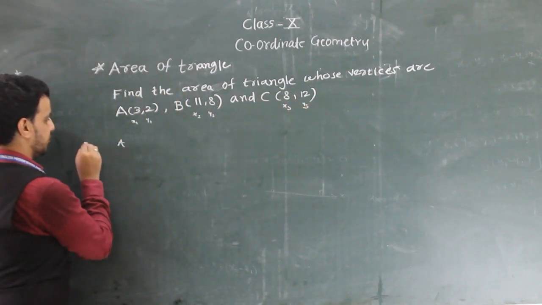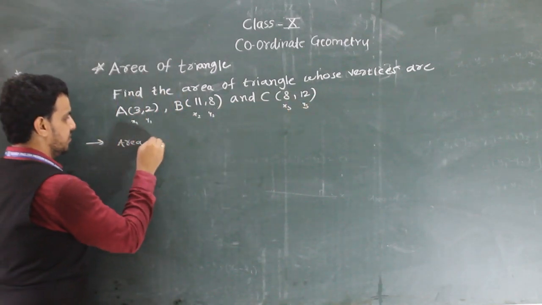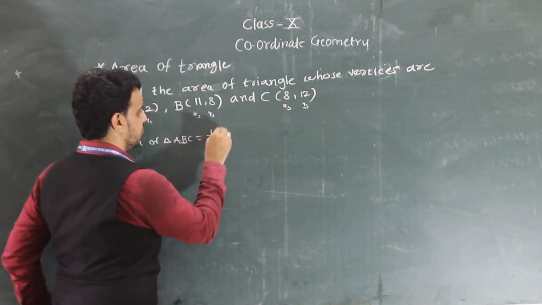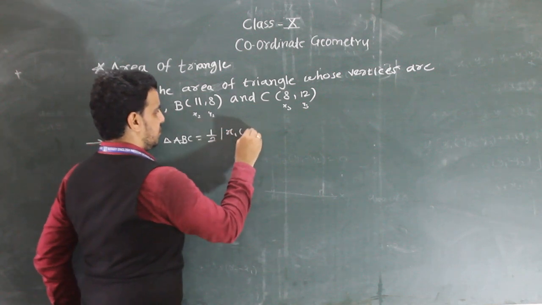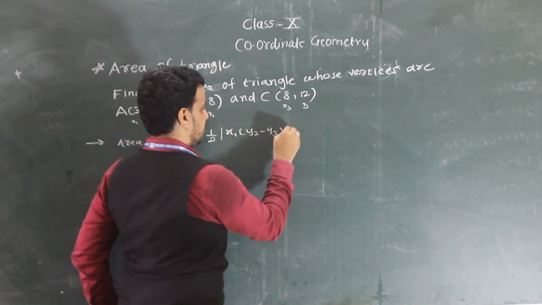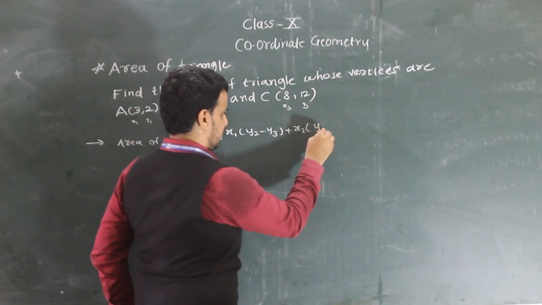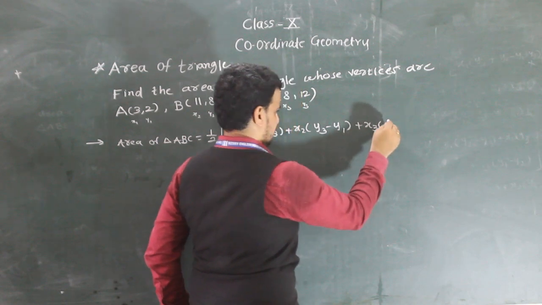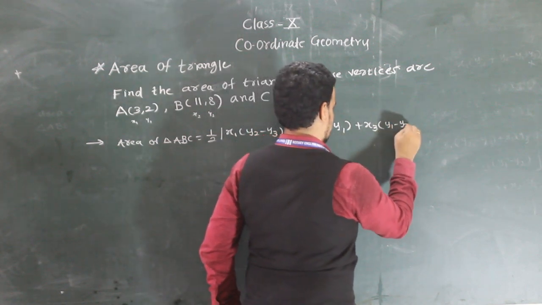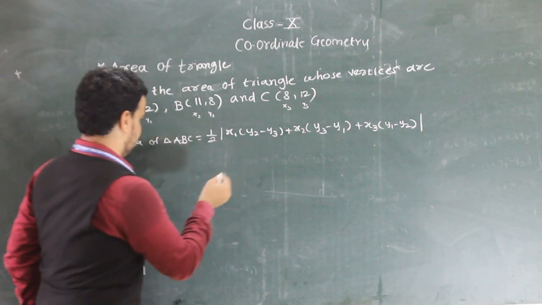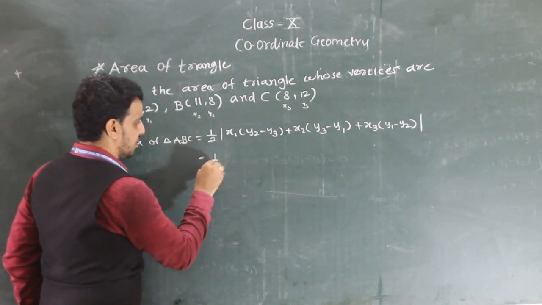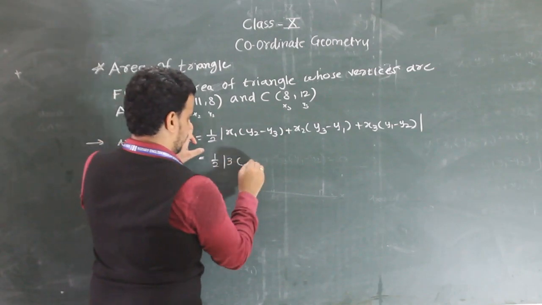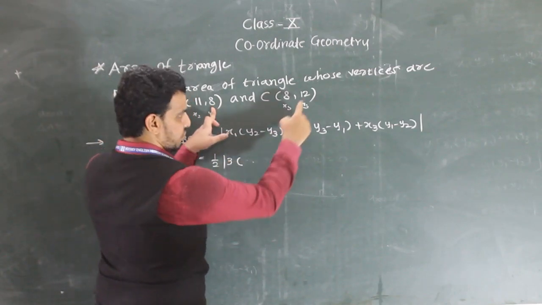Now first write the formula, that is area of triangle ABC is equal to half into mod of x1 into y2 minus y3 plus x2 into y3 minus y1 plus x3 into y1 minus y2. Now we have to put only values: half into mod of x1 is 3, y2 minus y3. So y2 is 8, y3 is 12.